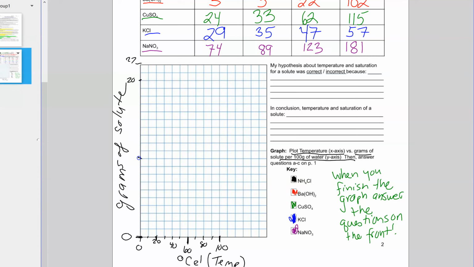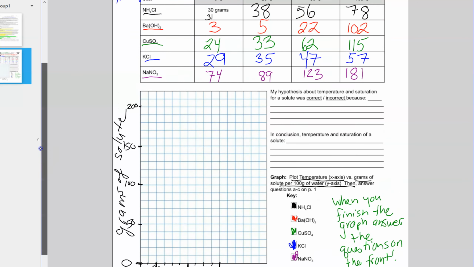So here, when I had said this is the 10th block, this is actually going to be 100 grams. So 10, 20, 30, 40, 50, 60, 70, 80, 90, 100, 110, 120, 130, 140. Here's 150, 160, 170, 180, 190, 200. And then up here, that's going to be 220, but we don't even really need that number. Okay, so that's all of our axes set up.